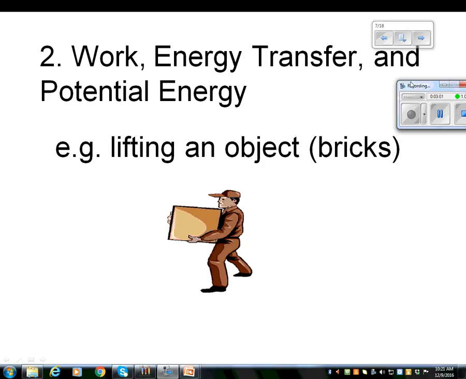Okay, so potential energy. So say you are dressed all in brown and you're carrying a box, right? When you lift the box, you are doing work. When you're just standing there holding the box, no work. What if you're carrying the box down the hallway? No work. How come? There's no transfer of energy, right?